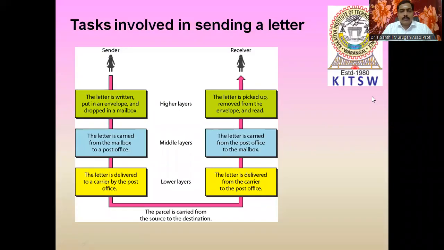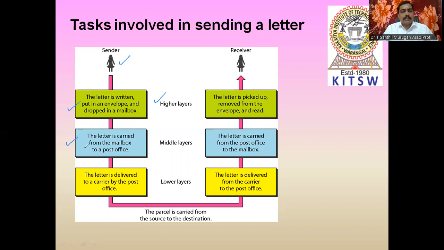Before starting the OSI model, let us just see how the postal system works. Here the sender is there. If you write a letter, after writing the letter you put it in the envelope and put it in the mailbox, the postal box. That is the higher level layer. After that, who picks it up, where it is delivered, how it is shifted, we don't know about it. We only write the letter, keep it in the envelope and put it in the mailbox. That is the higher layers.